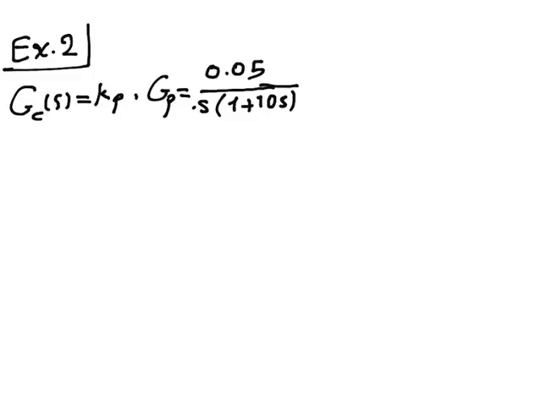Hello again. Here we have the second example of drawing the root locus. In this example, GC is provided as KP and GP is provided as 0.05 divided by s times (1 plus 10s). And we want to draw the root locus for the system.